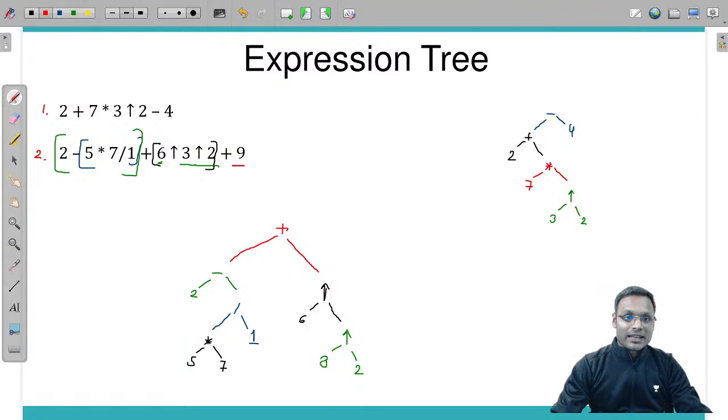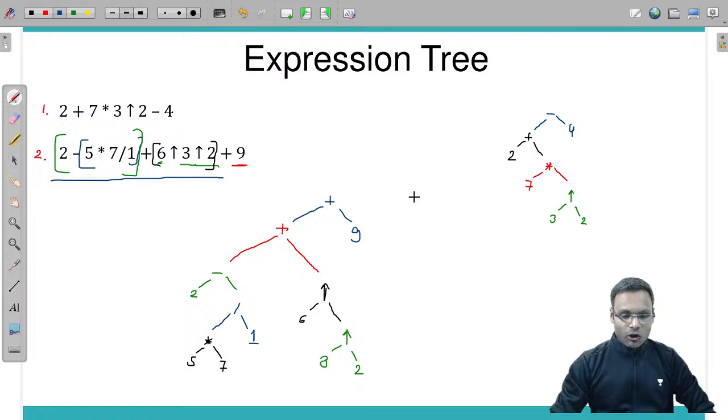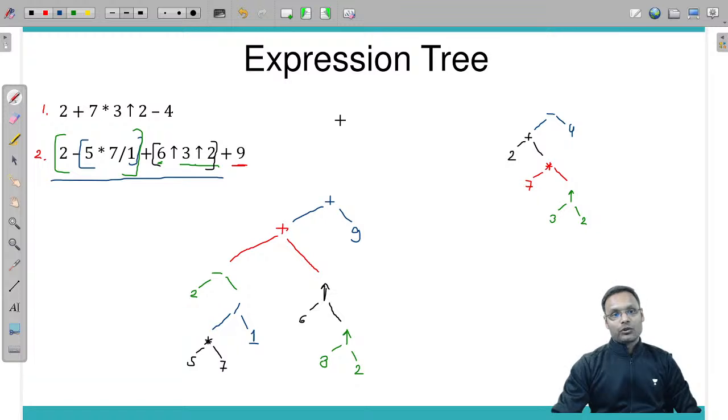Now next one is plus 9. So for this last level plus, you will have the result of this sub expression as the left operand, and 9 as the right operand. This will be your subtree.